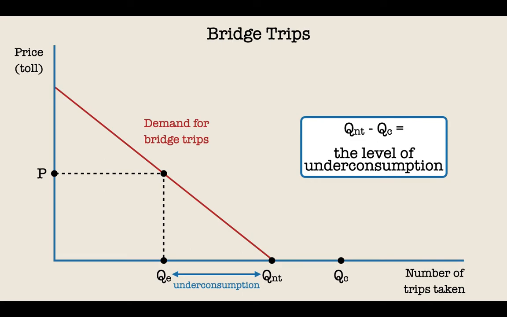But the key thing to remember here is the fact that this is only true because the capacity of the bridge, QC, is greater than the quantity demanded when the price is equal to zero. This makes this a non-rival good. So make sure you remember that this example of underconsumption holds when we're talking about a non-rival good.